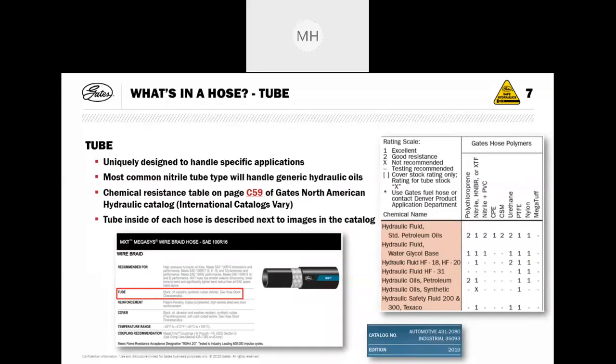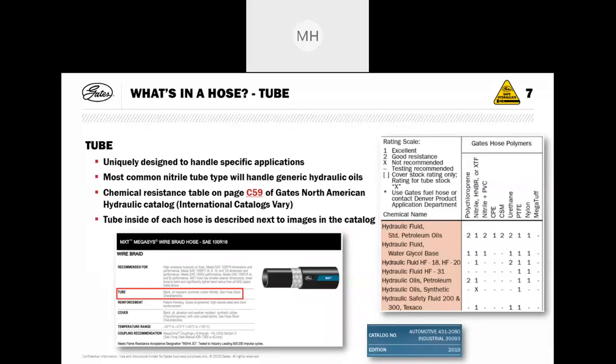In the latest 2019 Gates Product Technical Manual on page C59, you can go through and have a look at the compatibility charts. As you'll see over on the right-hand side, nitrile, being the second column along in the top right panel, has a score of 1, excellent, for your hydraulic fluids, your standard petroleum oils, and a number of other components. We also have other liners which are used for different types of chemicals. Also in the product technical manual, for each of the hoses and their specific information, Gates advise what the tube stock is made of.